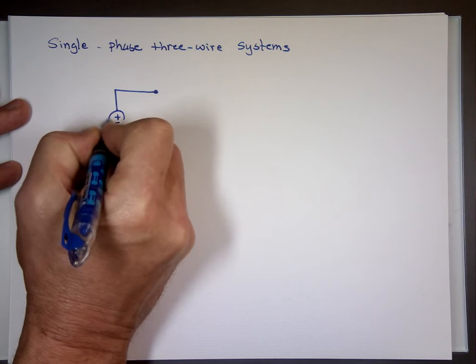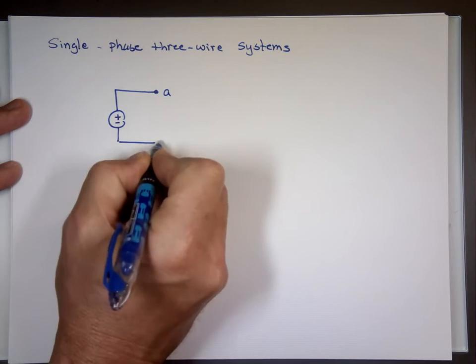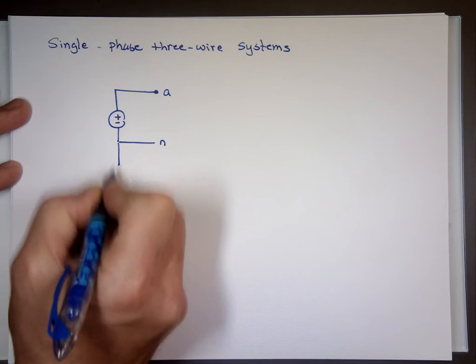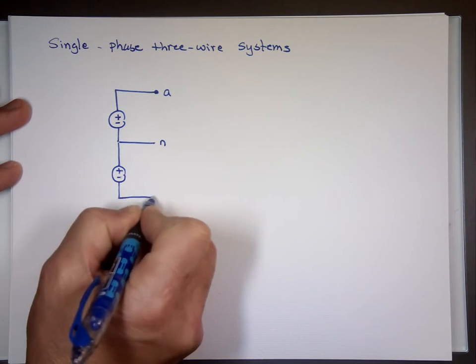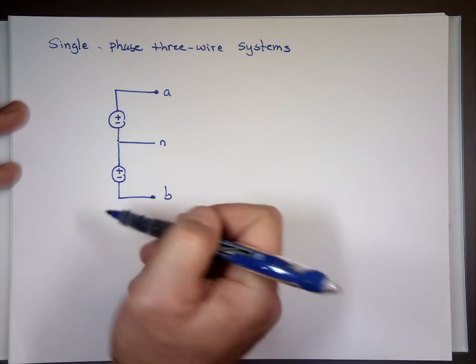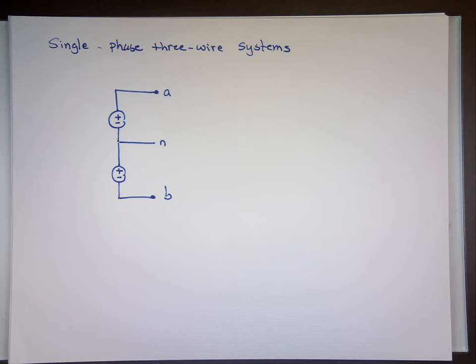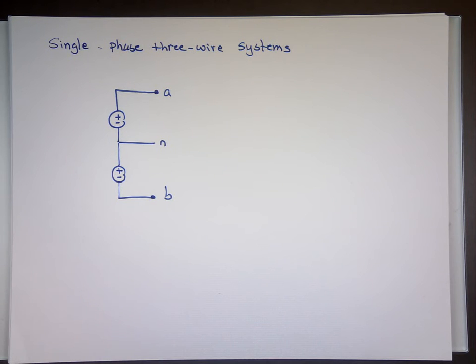Notice a single phase. Notice the polarity of these, plus to minus, plus to minus. So what's a single phase 3-wire system or source?